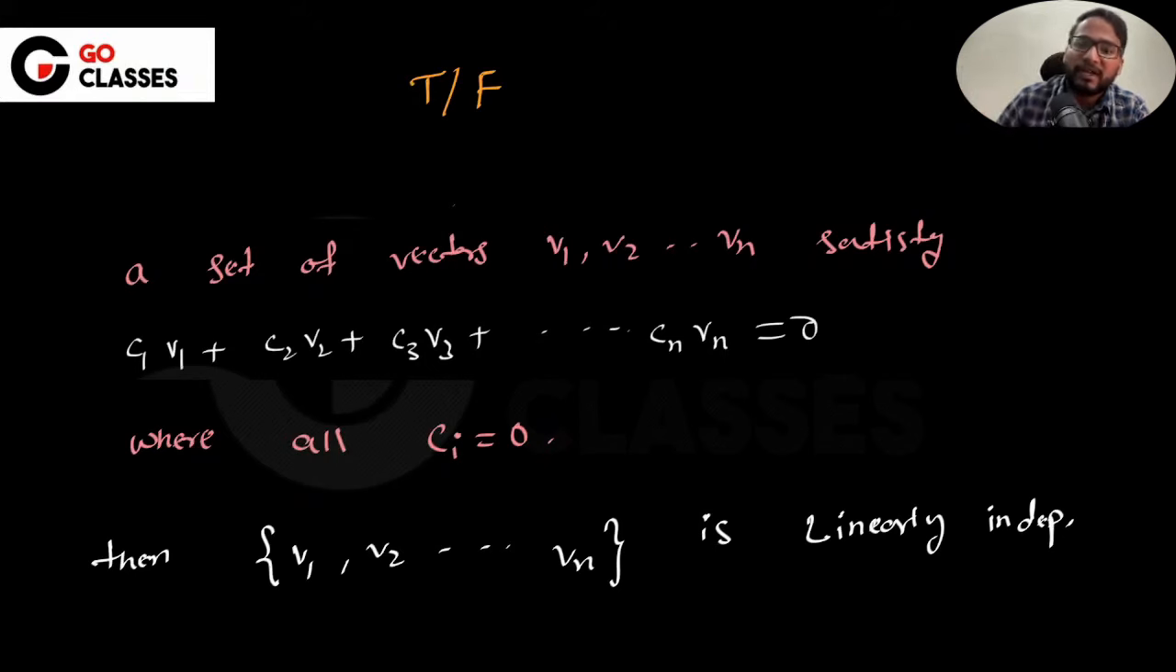Okay, so let's just see if this is true or false. This is the exact question, suppose that's what they are going to ask. We are saying a set of vectors satisfy this equation where all ci's are zero. Then this is linearly independent.